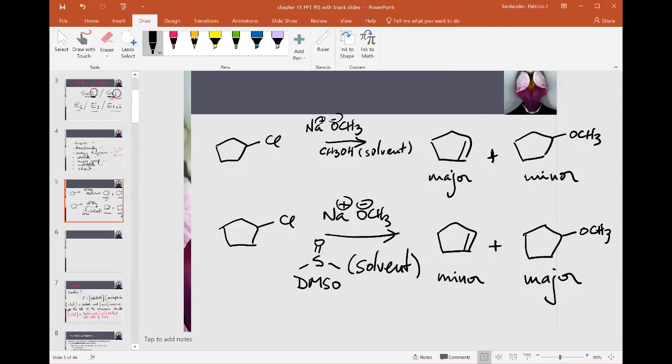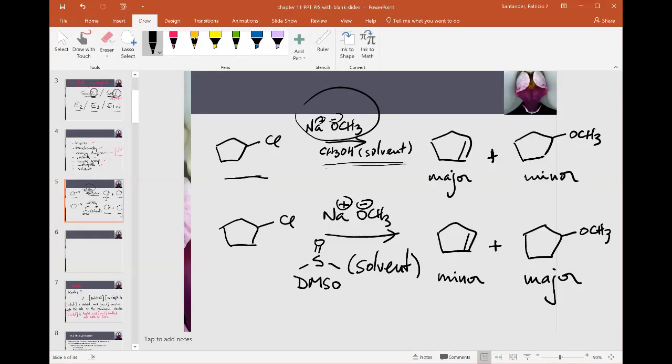Let us examine all the different possible outcomes that you can have by reaction of chlorocyclopentane with sodium ethoxide. Sodium ethoxide. So that is sodium plus, and the counter ion of that is the conjugate base of methanol, right? And let's say that you run the reaction in a solvent like methanol.